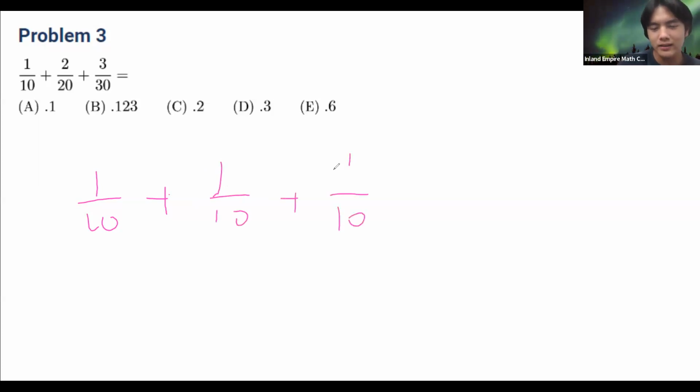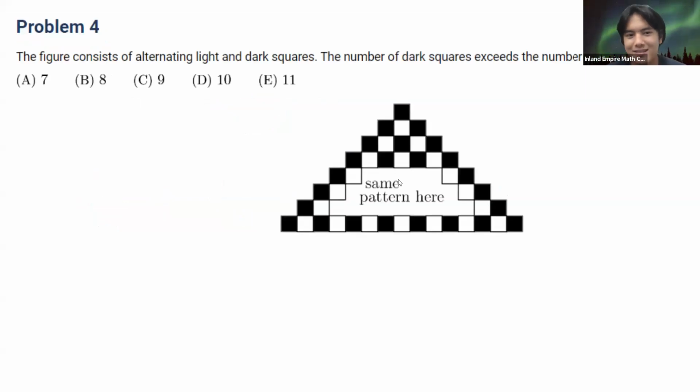This problem might look a little intimidating with all these different fractions, but if you simplify it by canceling the common factor in both the numerator and denominator, for example, 2/20 is 1/10, right? Because 2 is a common factor. So if you do that, it's actually a really easy addition problem, right? Just 1/10 plus 1/10 plus 1/10. So that's 3/10. And that's clearly just 0.3. So the answer is D. Correct.